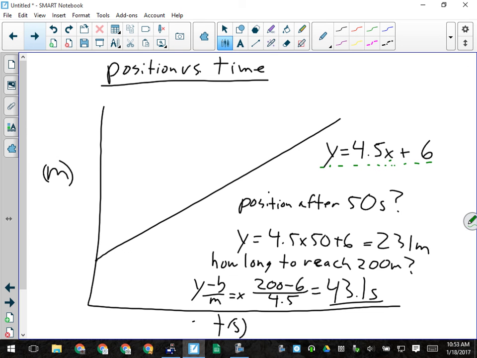Okay, the x value they gave me, plus 6, the y-intercept. That gives me 231 meters. That would be the position of that object if it traveled for 50 seconds.